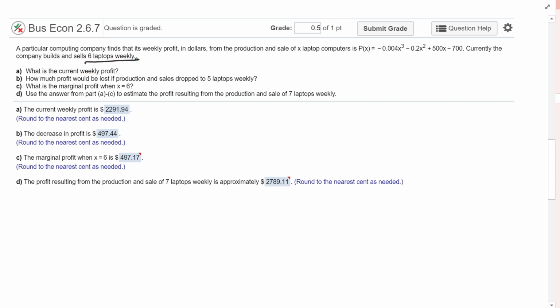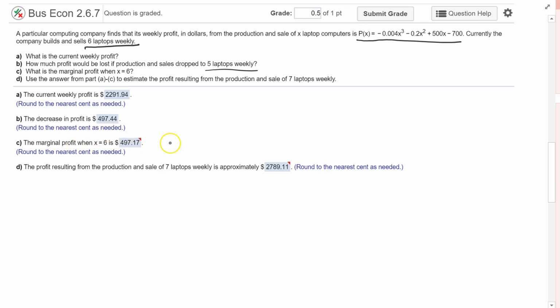You're given the profit function here. How much profit would be lost if the production sales dropped to 5 laptops per week? So you can do that calculation. The marginal profit when x is 6.